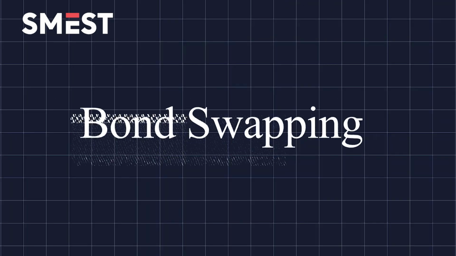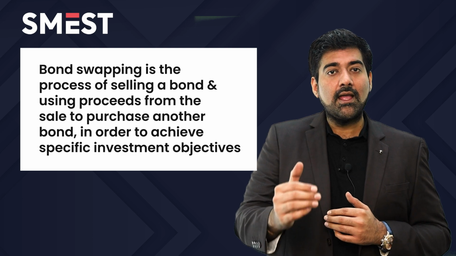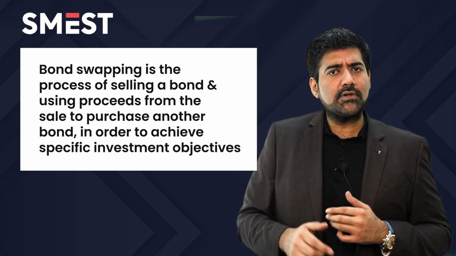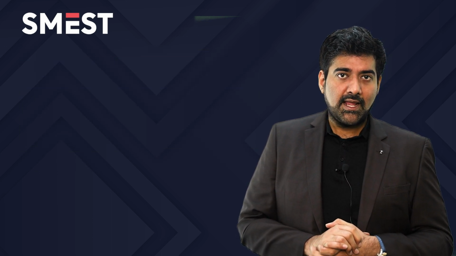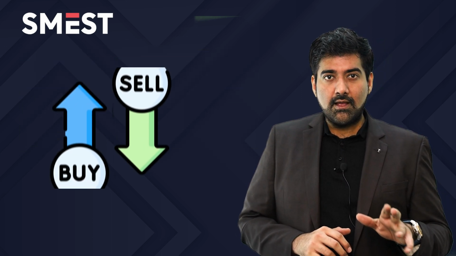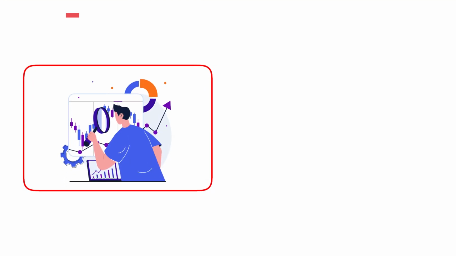The eighth one is known as bond swapping. Simply put, bond swapping is the process of selling a bond and using the proceeds from the sale to purchase another bond in order to achieve a specific investment objective. This is the simplest form of trading. Bond swapping is selling an underperforming bond for a well-performing bond. It requires the investor to monitor the market to take advantage of price fluctuations.